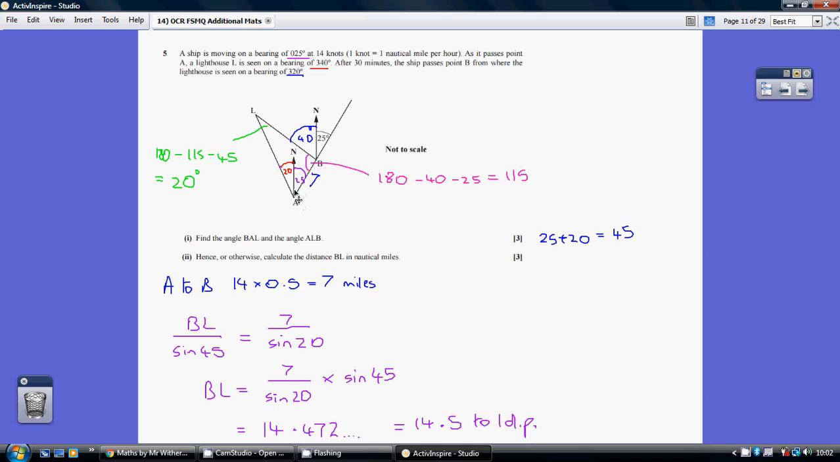Now we can use the sine rule. We can say that BL over sin 45, so that length over its opposite angle, equals 7 over its opposite angle of 20, so 7 over sin 20. Now remember, always put the unknown on top, so as we're working out a side, use the sine rule with the sides on top. This minimizes the amount of rearranging. To make BL the subject, we just need to undo the dividing by sin 45, so we multiply by sin 45, pop that into a calculator, and round as you see fit. I've done it to 1 decimal place, so 14.5 nautical miles.